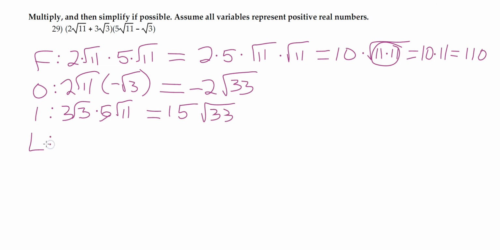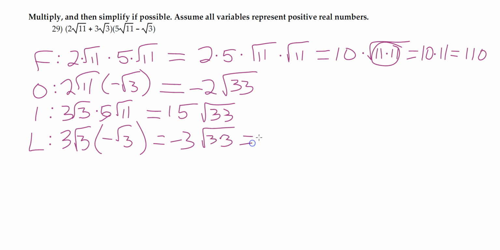All right, last product. We have 3 square root of 3 times negative square root of 3. So the negative 1 and the 3 multiply together is negative 3. And the square root of 3 times the square root of 3 is the square root of 9, and there's your pair of 3's, which is 3. So negative 3 times 3, so negative 9.